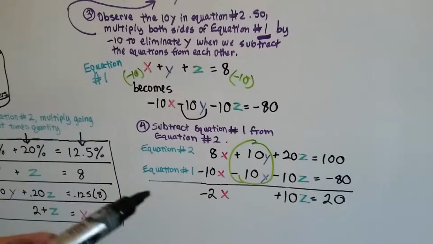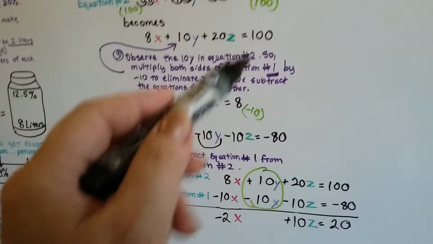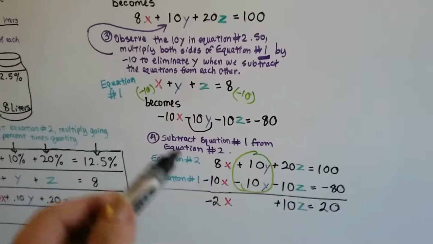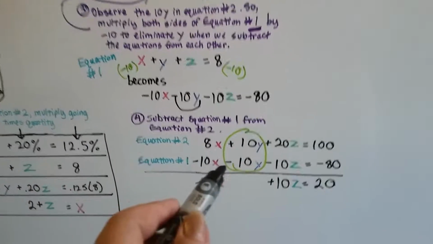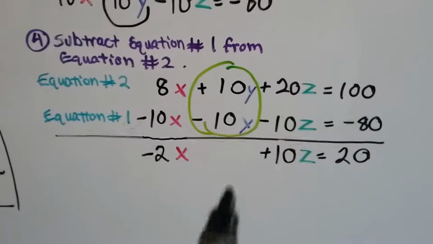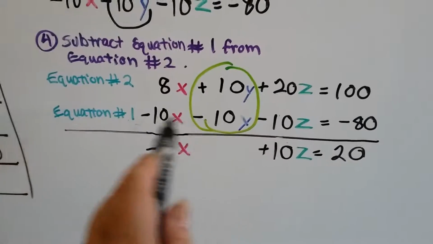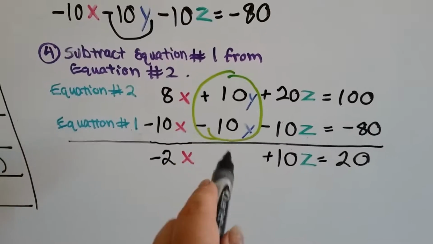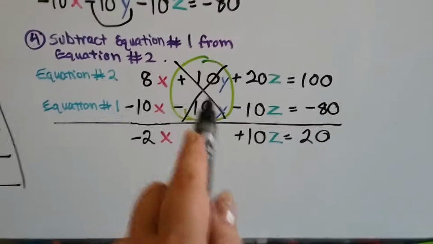And then what we're going to do is, here's equation 2. See? 8x plus 10y plus 20z equals 100. So that's equation 2. We're going to put this version of equation 1 underneath it, and we're going to subtract. And look what happens. Because we multiplied this by negative 10 on both sides of the equal sign, we have a plus 10 and a minus 10, and we've now created a 0 pair. So now we've gotten rid of the y.